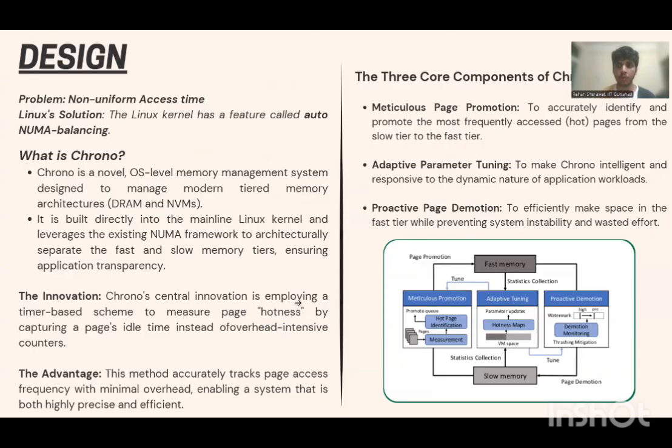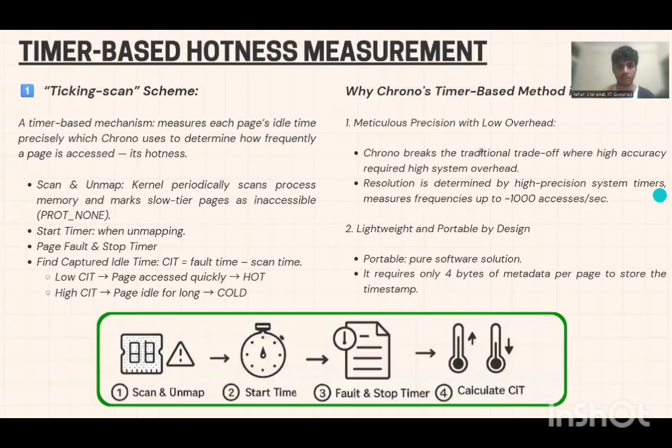So the pages that are more frequently accessed are hotter, and Chrono uses a timer-based scheme to find these hot pages and move them to a faster memory. The advantage is that we get minimal overhead, for reasons that we will study later when we discuss how the timer approach works. These are the three main components of Chrono that we'll be studying now. First is meticulous page promotion.